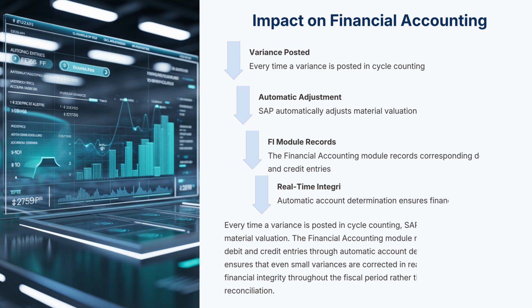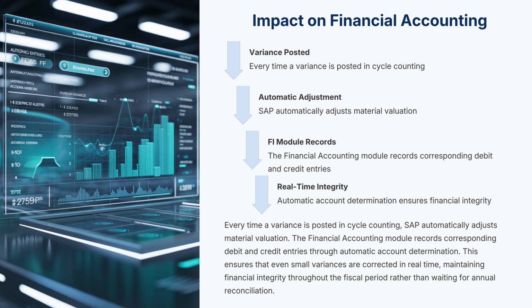Impact on financial accounting. Each variance detected through cycle counting automatically triggers financial postings. SAP adjusts material valuation and records offsetting entries in GL accounts, ensuring that your financial data always matches real stock values. This real-time adjustment prevents financial distortions and ensures that P&L and balance sheets remain accurate all year round, not just during fiscal close.